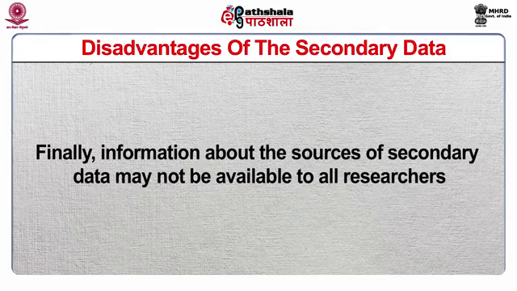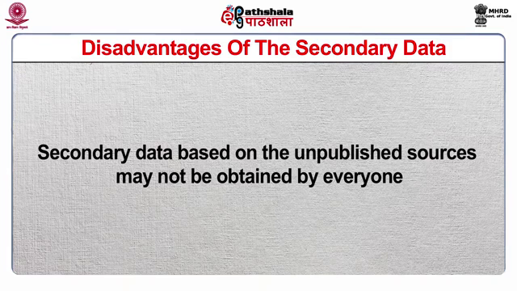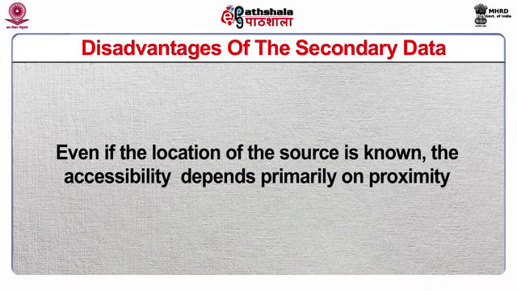And finally, information about the sources of the secondary data may not be available to all the researchers. The secondary data based on the unpublished sources may not be obtained by everyone. Even if the location of the source is known, the accessibility depends primarily on its proximity.